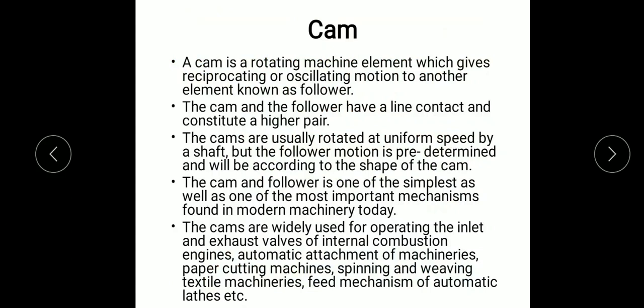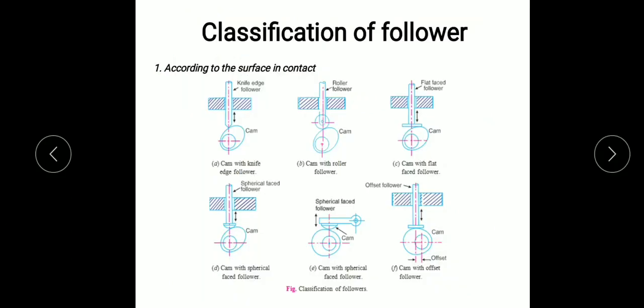And since it's a simple mechanism, it is an important mechanism for modern machinery today. The main applications of cam and follower motion are inlet and exhaust valves for an internal combustion engine, automatic attachments for machineries, paper cutting machines, spinning and weaving machines, textile machines, and feedback mechanisms for automated lathes. Now we will discuss the classification of followers.